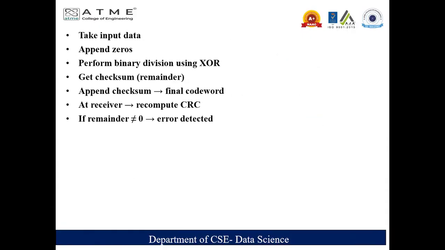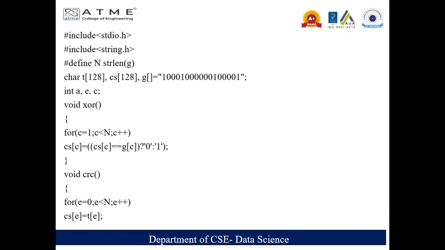Now, how are the steps done in this particular program? First it takes the input data, then appends n-1 zeros, then performs the binary division using XOR, and gets the checksum or remainder. That checksum is appended to the data and the final code word is sent to the receiver. At the receiver, the division is performed again to recompute the CRC. If the remainder is not 0, then an error is detected. If it is 0, there is no error. So let's see how it is implemented.